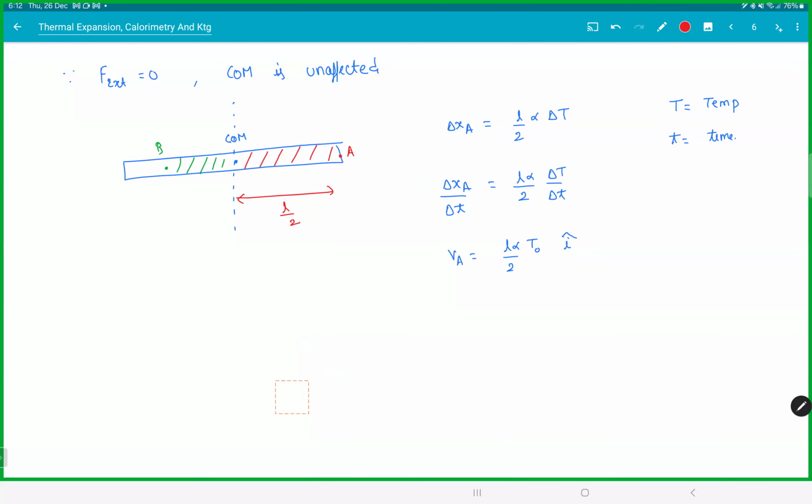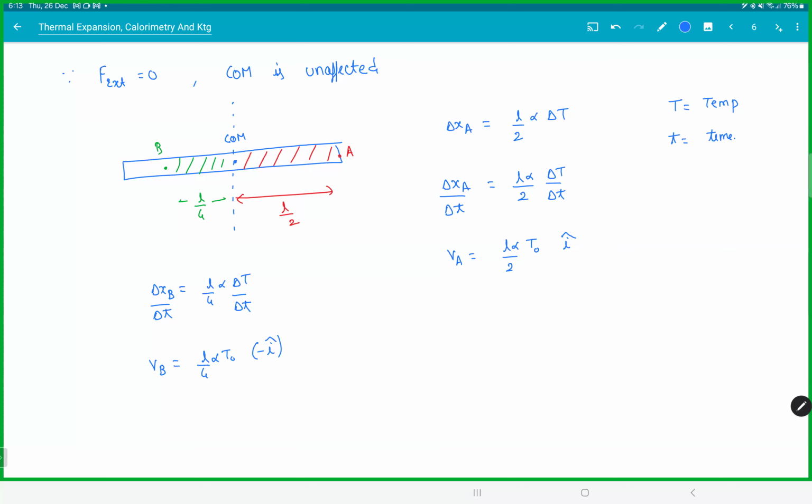So in the same way, how much B will move will depend only on this green part, which is L by 4. It doesn't matter how much this part is moving. I can do the same thing here. So delta XB will be L by 4 alpha delta T, divided by time delta T. This becomes velocity of B, which is L by 4 alpha T naught. It's going backward, so minus i cap. That is the main thing there.